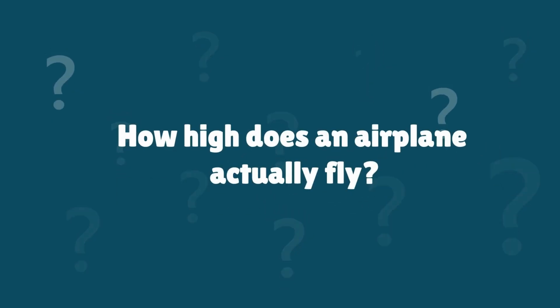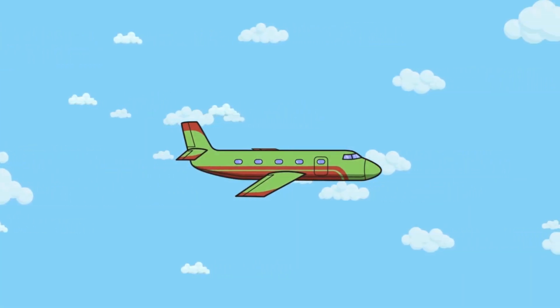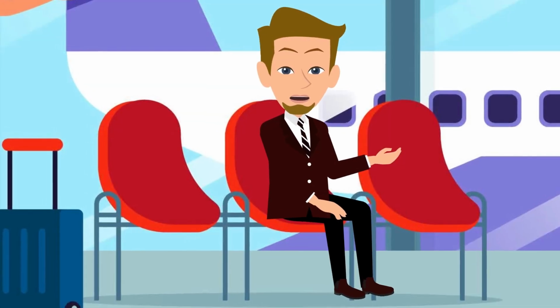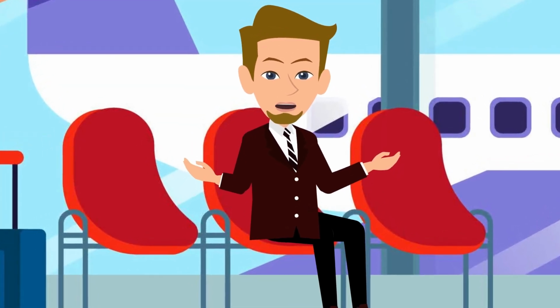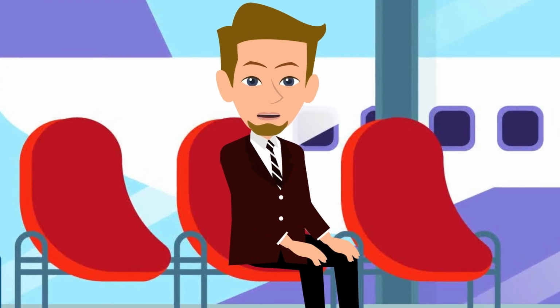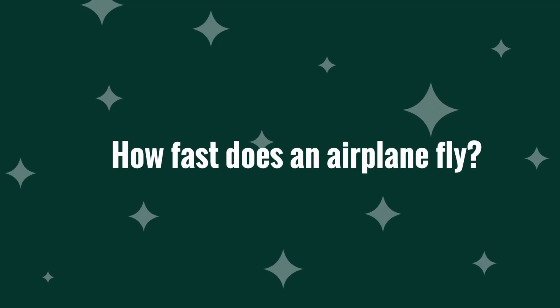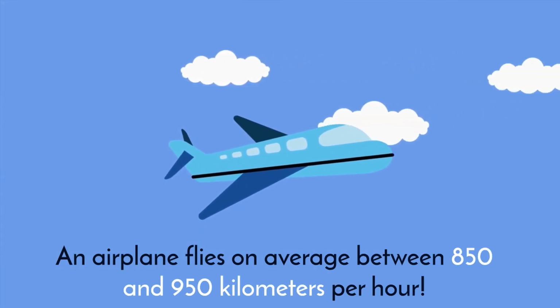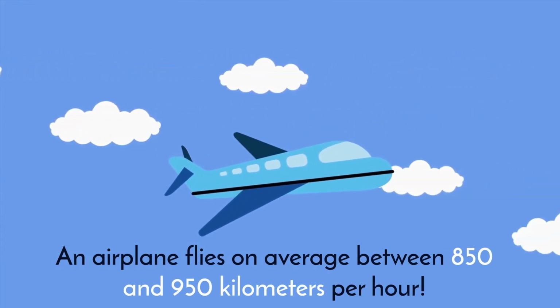How high does an airplane actually fly? An average passenger airplane flies between 9 and 12 kilometers in altitude. How high an airplane can fly depends, among other things, on the type of airplane and its weight. And how fast does an airplane fly? An airplane flies on average between 850 and 950 kilometers per hour.